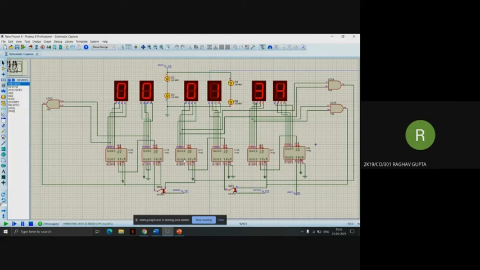Now, sir, I will move on to the minutes block. The principle of the minutes block is pretty much the same as the seconds block, since both consist of a divide by 10 circuit followed by a divide by 6 circuit, in order to ensure that they count and display only up to 59. So the only differences between the seconds and minutes block are the pulse received and the presence of a switch in the minutes block.